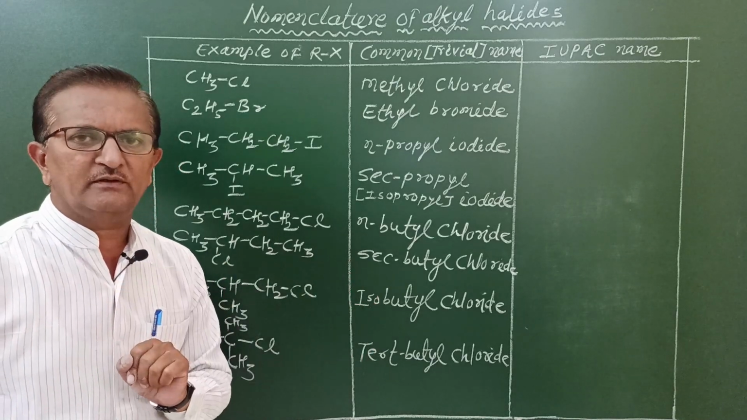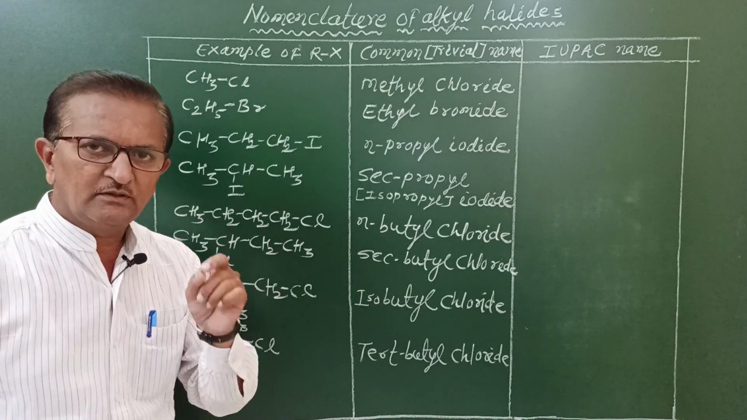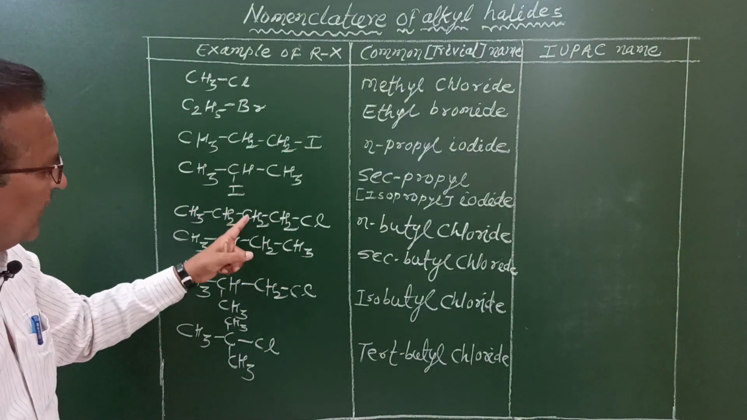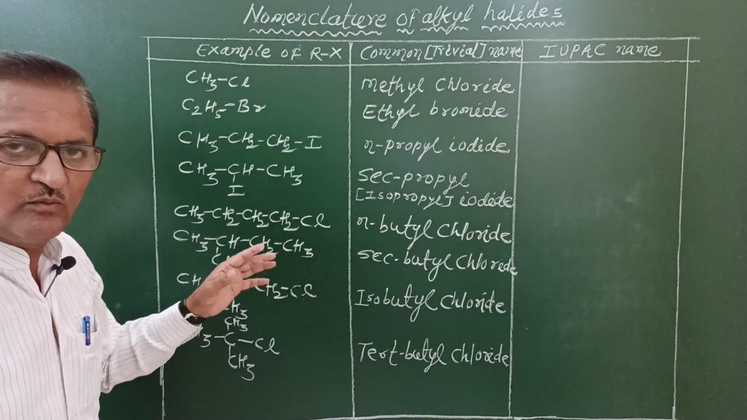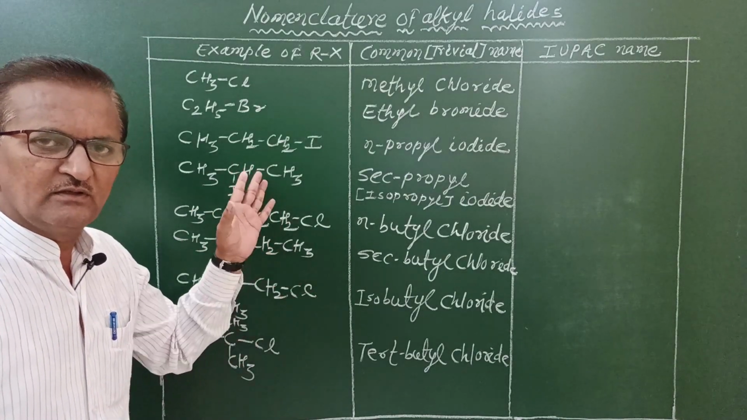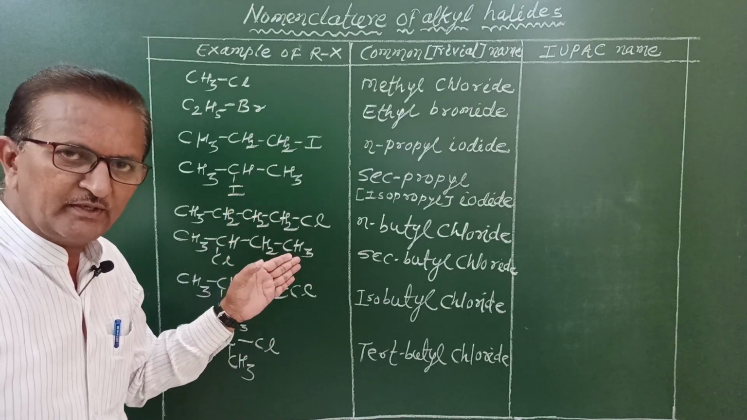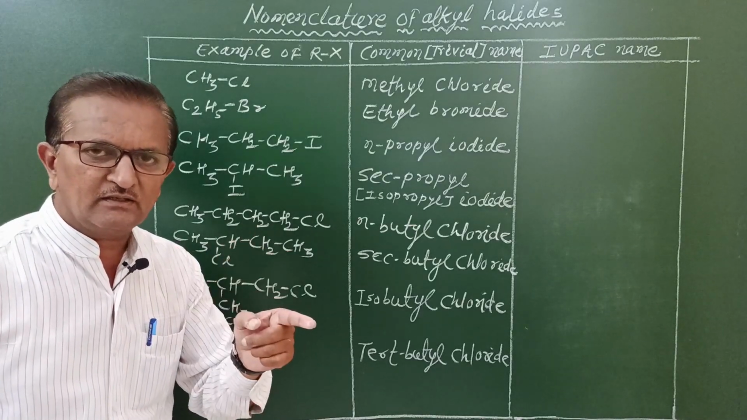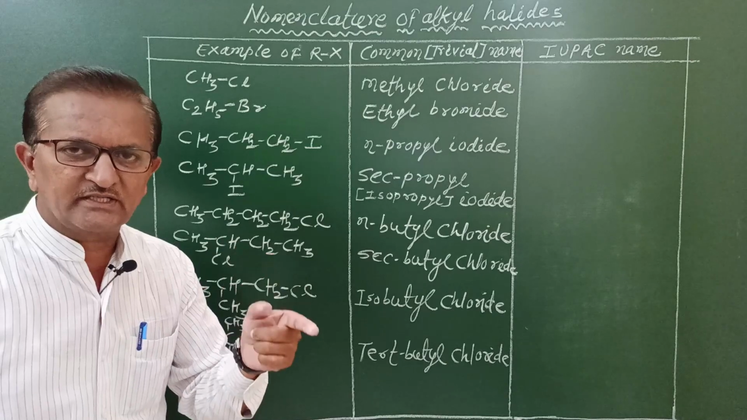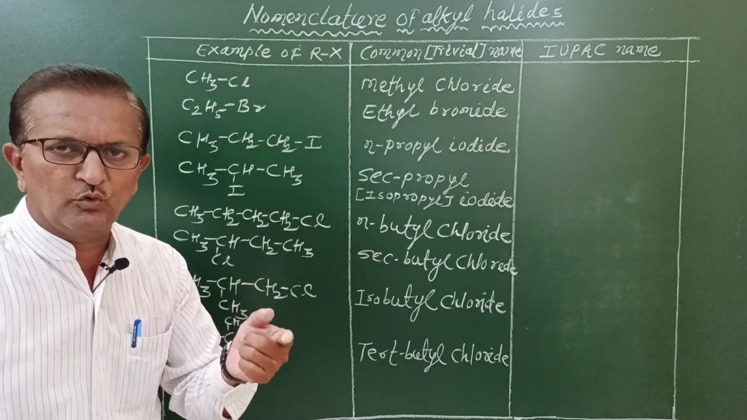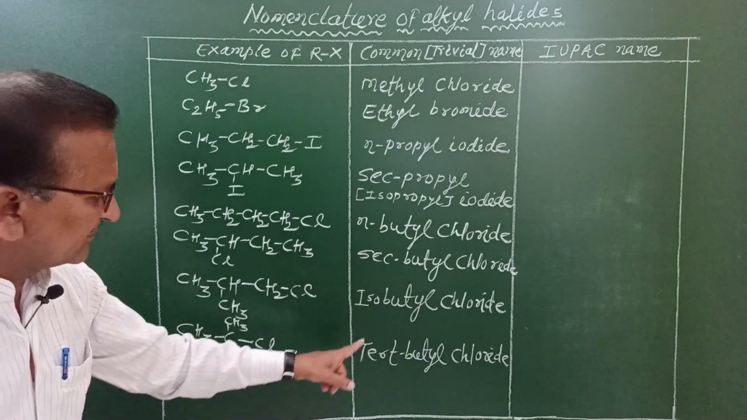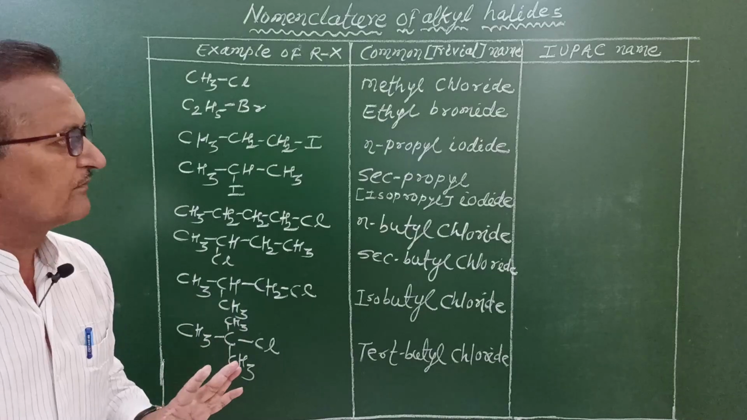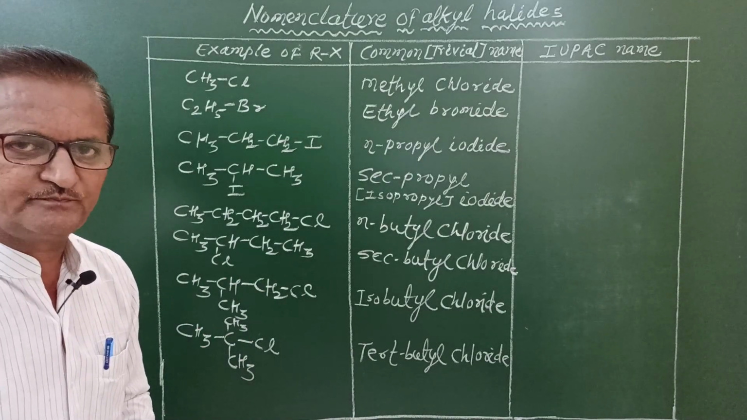And what is the second important point? To write the name of an alkyl halide having 3 or more carbon atoms, or we can say to write the common name of an isomeric alkyl halide, the prefixes n, iso, sec, tertiary are used in the common name system. Let us see here: iso, tertiary, sec, n. Now we'll proceed towards the next system.